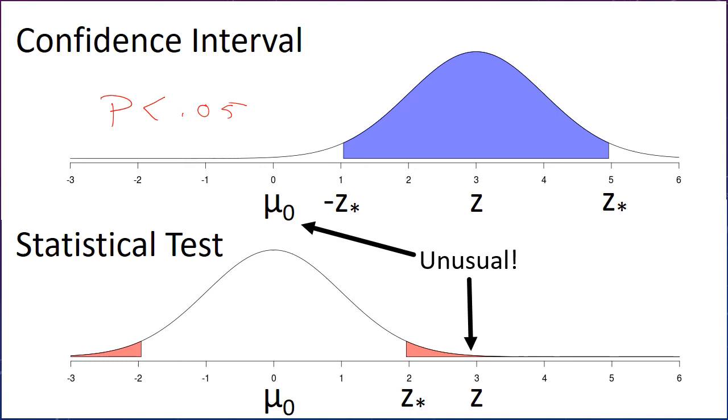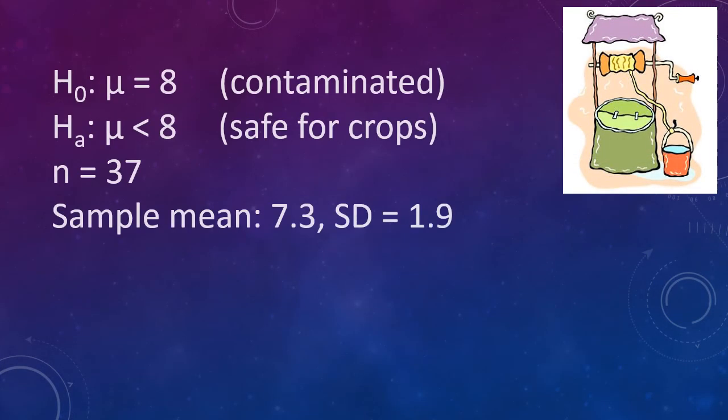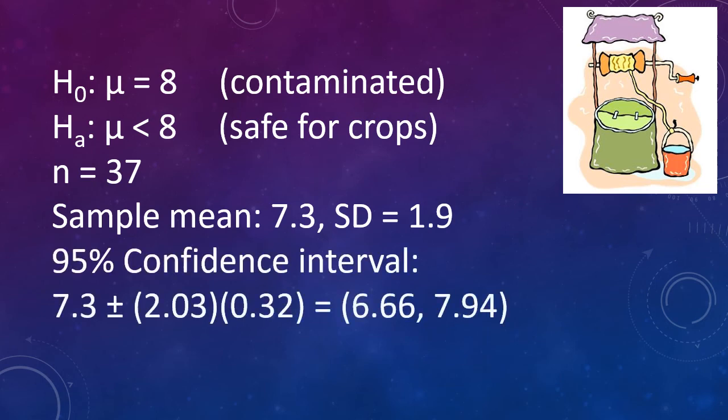Let's look at how this works for our water well example. Instead of conducting the statistical test, let's construct a 95% confidence interval for the mean. We take the sample mean, 7.3, and add and subtract the margin of error, which is the 95% critical value, 2.03 here, multiplied by the standard error, in this case 0.32. This gives us a range of 6.66 up to 7.94.